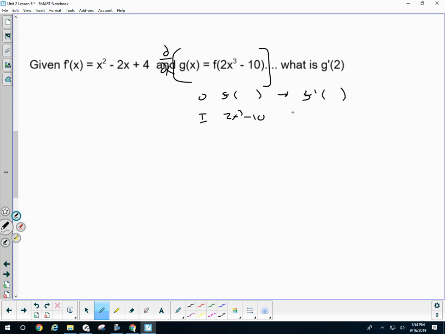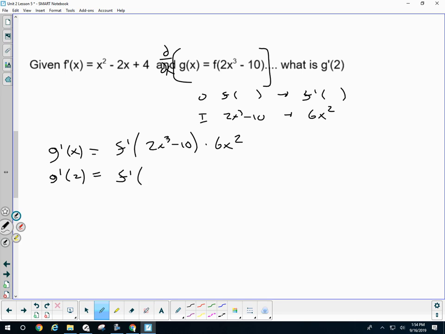So this is just kind of more table-ish type problems where you're not just given the function. You're given some f's and g's. So I got g prime of x is equal to f prime of 2x cubed minus 10 times 6x squared. G prime of 2 is what I'm trying to find. Well, that's f prime of, if I plugged in 2, that's 8 times 2, which is 16 minus 10 is 6, times 4 times, okay, that's 24.